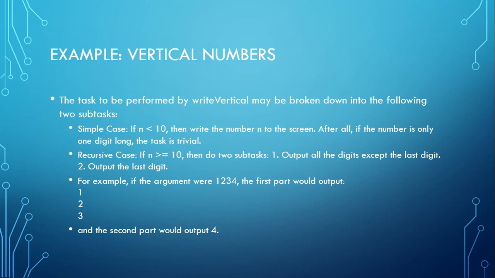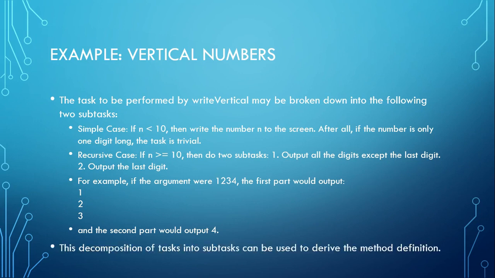So for example, if the argument were 1234, the first part would be 123, and the second part would be 4. This decomposition of tasks into subtasks can be used to derive the method definition.